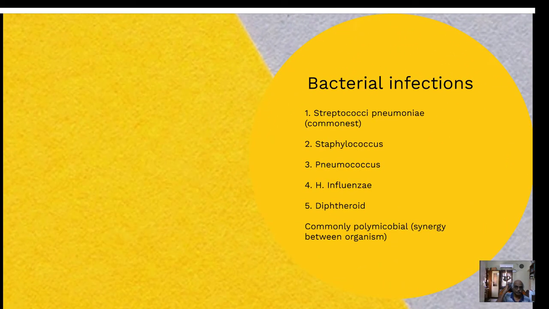Let us come to the bacteria. So, bacterial infection of the tonsil includes streptococcal pneumonia and beta hemolytic streptococcal infection, which we should always be aware of because of its potential ability to cause complications. Then you have staphylococcus, pneumococcus, Haemophilus influenzae, diphtheria. Commonly, the bacterial infection is polymicrobial in these children. Being polymicrobial, there is always a synergistic relationship between these organisms.